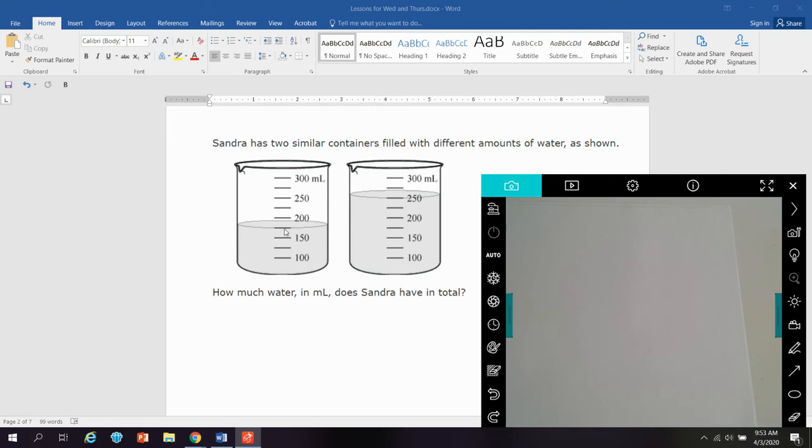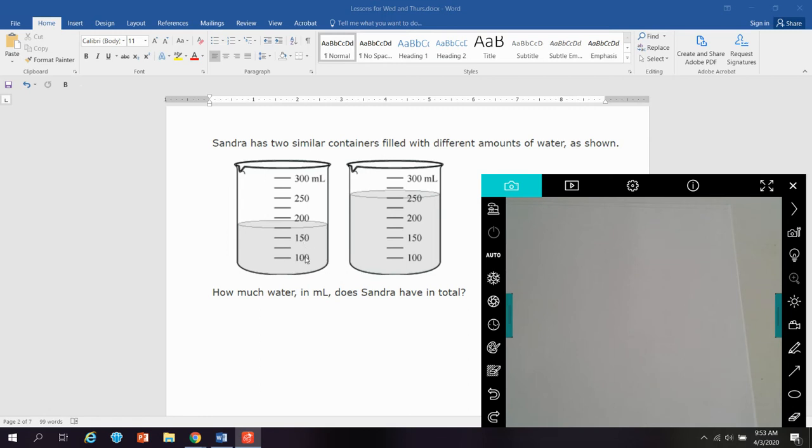Now I need to figure out, well, how much liquid is in each one? If I look here, let me look at my intervals, 100, 150, 200, 250. Well, okay, I notice that they're counting by 50s, okay? But there's also a line in the middle of each of those 50s. So I have to figure out, well, what's in between a 0 and a 50?